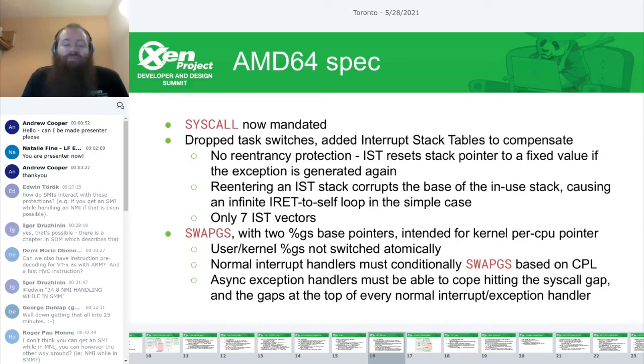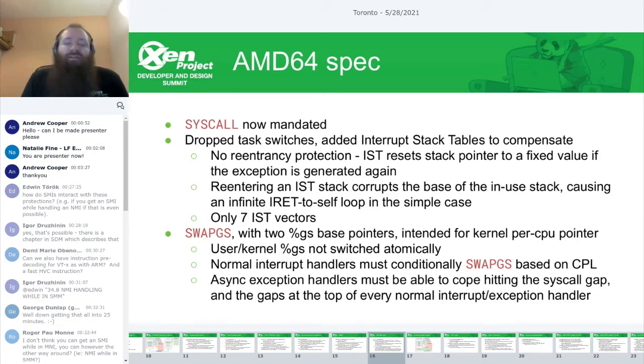The other thing introduced by the AMD 64 spec was the reuse of GS as 2 different pointers, one for user space and one for kernel space. And there's a swap GS instruction for doing this, but it means that the user and the kernel bases are not swapped atomically. If you get this wrong, you end up with a per CPU memory access using the user pointer rather than the kernel pointer, and everything goes sad as a result.